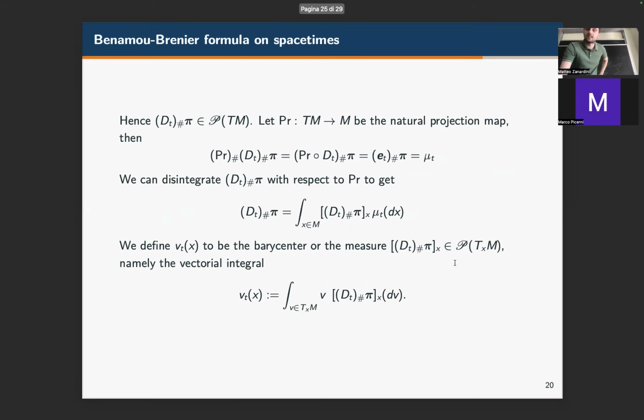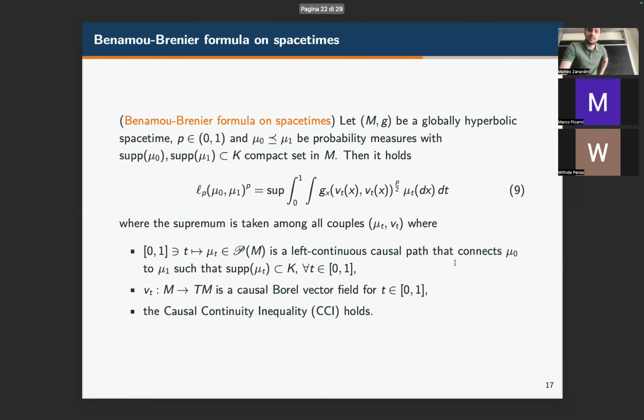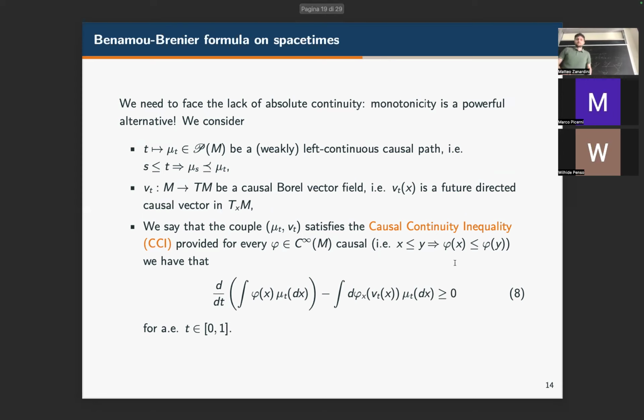Can you show me again the definition? For every causal function, C infinity, so a function that increases the causal order, you have this kind of inequality: the derivative in time of the integrated phi dt minus the differential of phi acting on the vector field dt integrated in ut is non-negative. If you set this equal to 0, this could be empty. If you require it for any phi to be an equality, this can be absolutely empty.